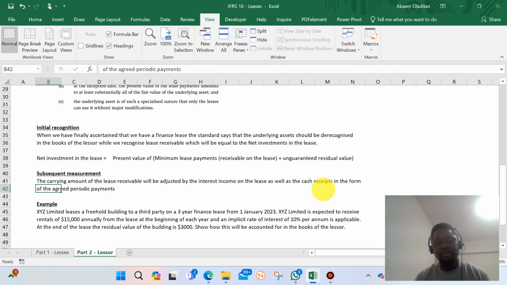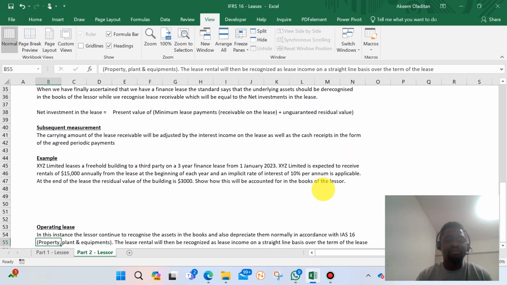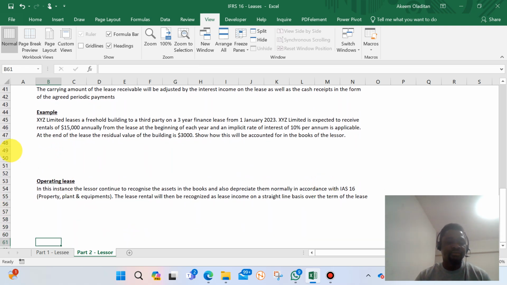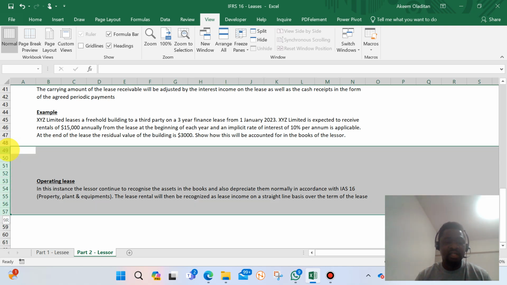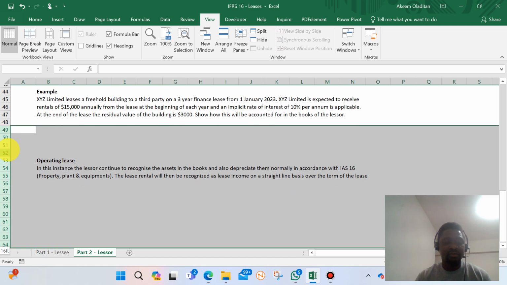So let's look at the example I have below. Let me insert more pages, more rows, sorry.